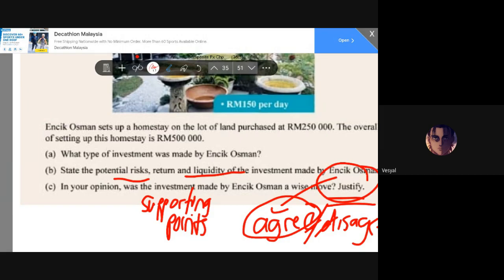So maybe Vishal can say agree and then Jess can say disagree, or vice versa. Okay, Vishal say disagree. Okay, support now. See how strong your supporting points are. What's the investment?